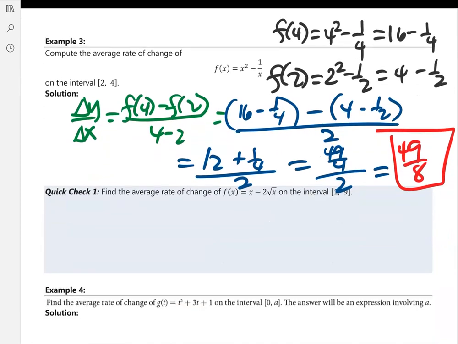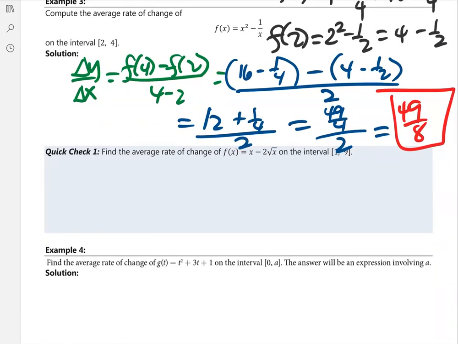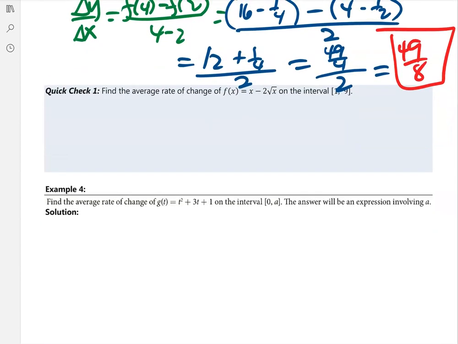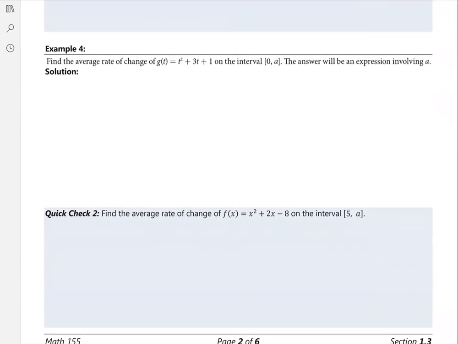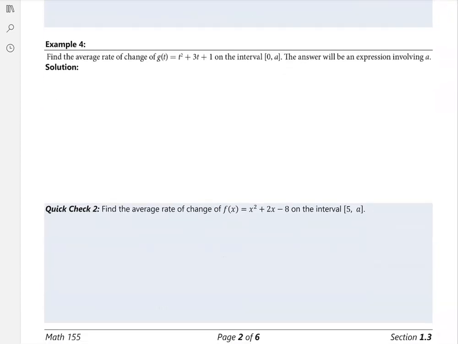Okay, and I'll let you work on quick check number 1 for practice. And then I'll show you number 4. Find the average rate of change of g of t equals t squared plus 3t plus 1 on the interval 0 and a. The answer will be an expression involving a.